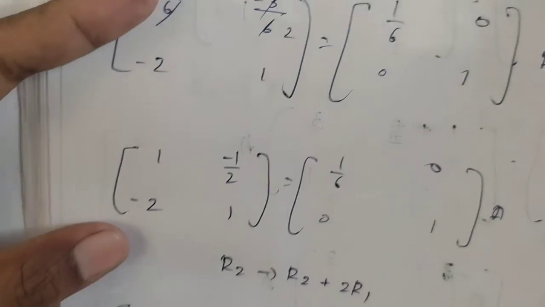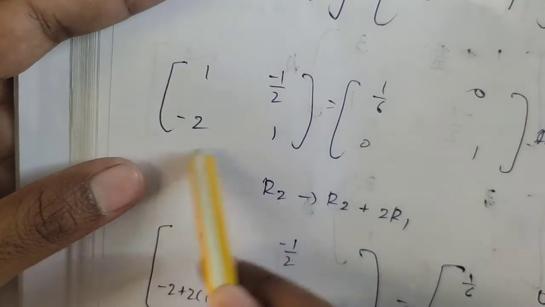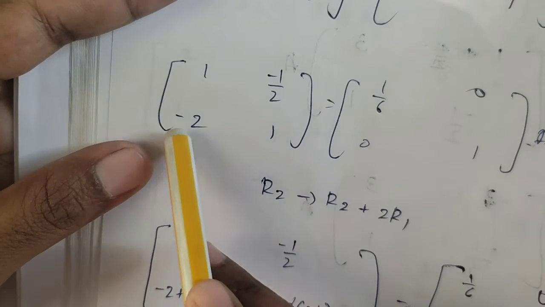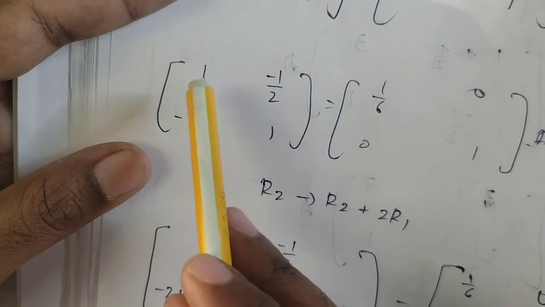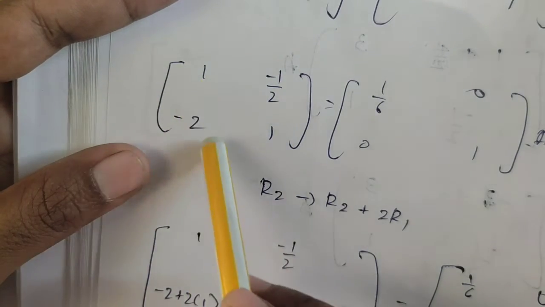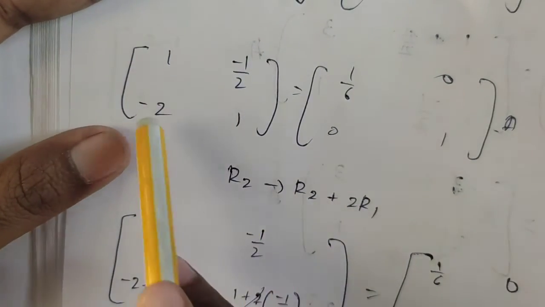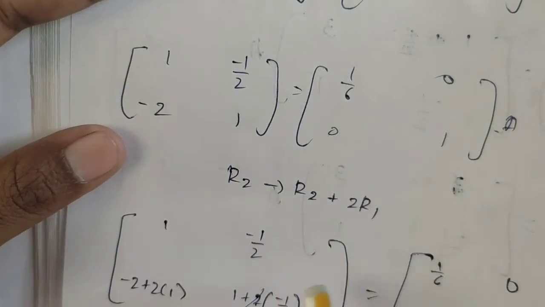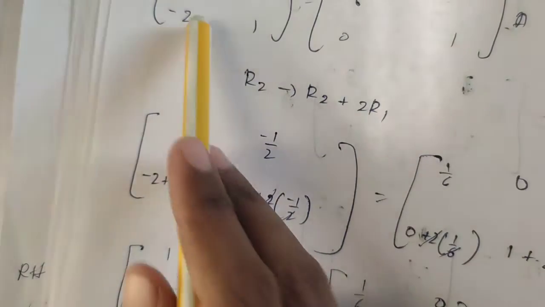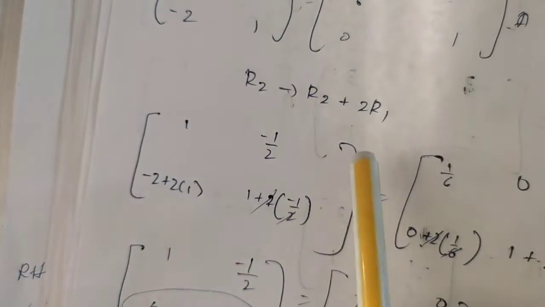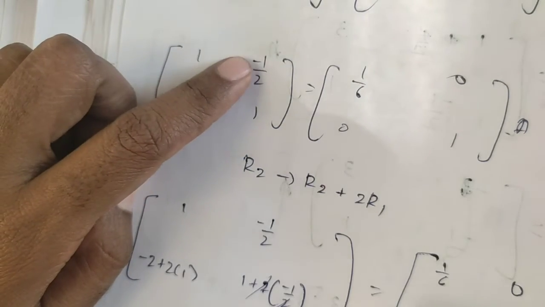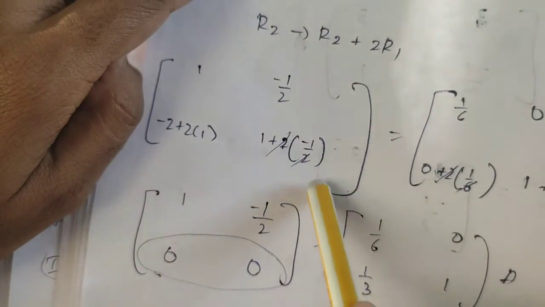Our next step is to make this element 0 with the help of R1. Here we have minus 2, so minus 2 plus 2 will become 0. I am multiplying my R1 by 2 and adding it. That is what is done here: R2 plus 2 into R1. So 1, minus 1 by 2, minus 2 plus 2 into 1, 1 plus 2 into minus 1 by 2.